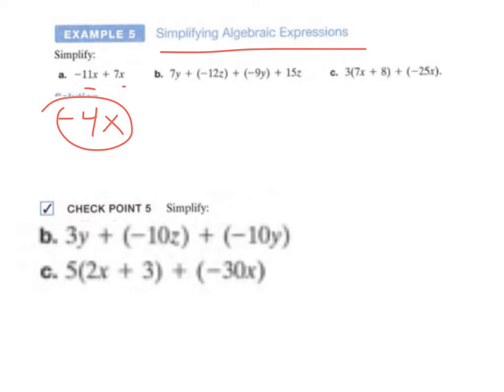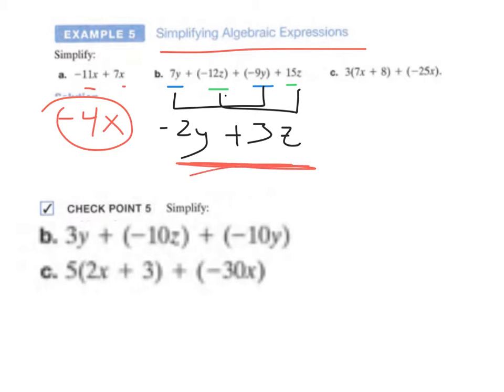If I look at this next problem, I have a 7y and a negative 9y because they're alike. And I also have this negative 12z and the 15z. So if I add my like terms, in this case, I'm adding the numbers, but one's opposite. So I subtract, get negative 2y, and then I do the z's, I get that, and that answer is simplified. These two cannot be combined because they're not like terms.